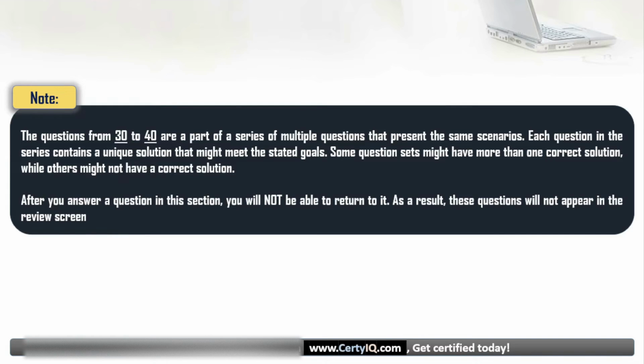Note, questions 30 to 40 are part of a series of multiple questions that present the same scenario. Each question in the series contains a unique solution that might meet the stated goals. Some question sets might have more than one correct answer, while others might not have a correct solution. After you answer a question in this section, you will not be able to return to it. As a result, these questions will not appear in the review screen.